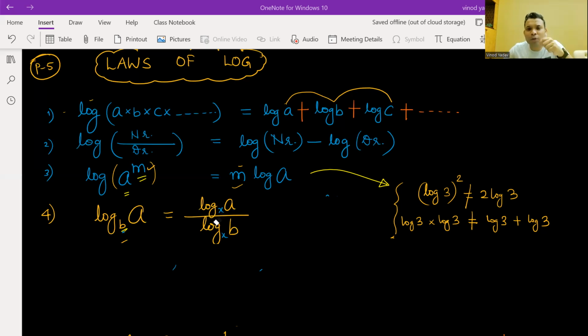And there I have just put a new base as x. In this formula, what are the terms involved? You can see a, you can see b, you can see x. All of these are positive, first of all, and b and x, the numbers present in the bases, cannot be 1. You remember I told you why the base of log cannot be 1. I will explain later.